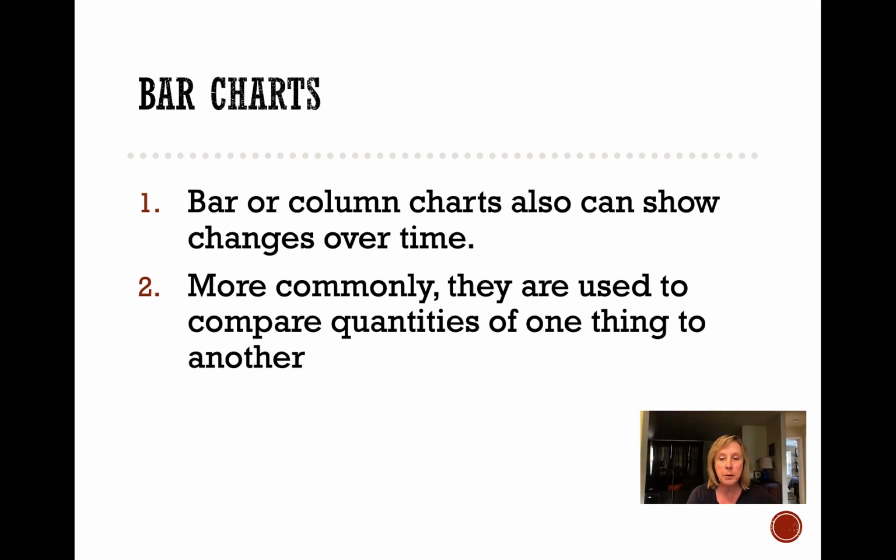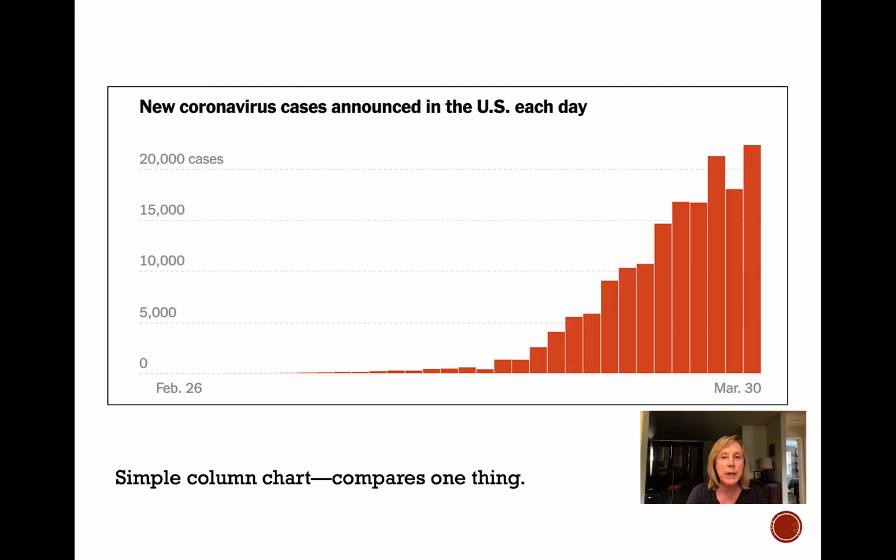A bar chart is using bars or columns that can also show changes over time, but they are also more commonly used to compare quantities of one thing to another. Here we have a simple column chart. And by the way, column charts are vertical and bar charts are horizontal, but they can represent the exact same data. They're just oriented a different way.